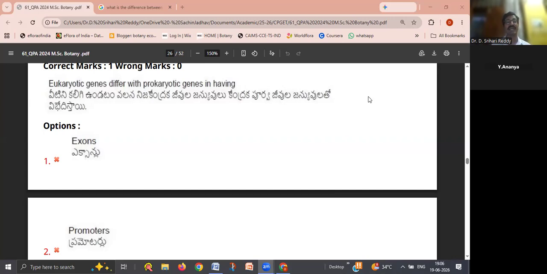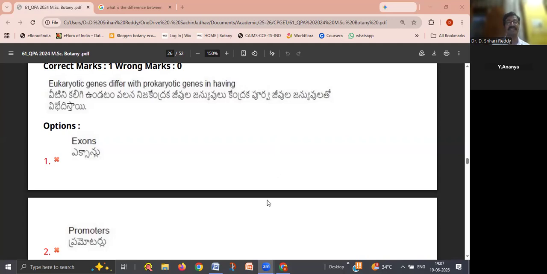But in the case of eukaryotic genes, they act independently. Each of them is regulated by a separate promoter or regulator. And also the main difference is that there is splicing in the case of eukaryotic genes. The mRNA produced by eukaryotic genes undergoes a process called splicing.